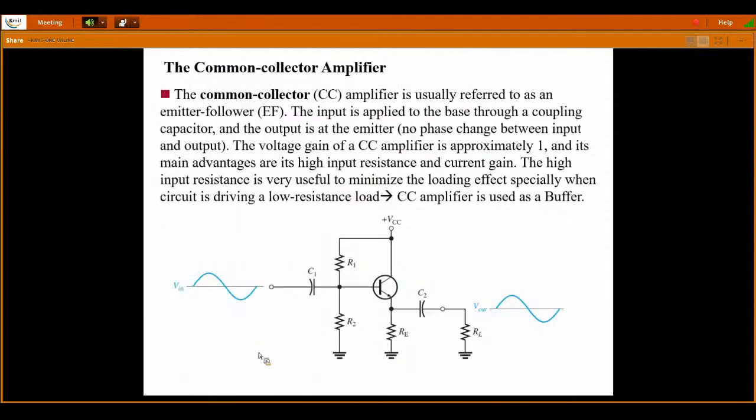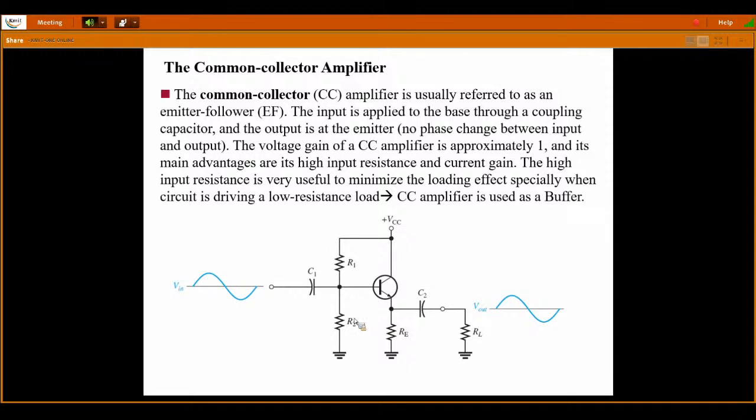Next, a common collector amplifier. So how to construct a common collector amplifier? Input is applied at the base and the output is collected at the emitter terminal using your coupling capacitors C1 and C2. And this is most popular as a buffer amplifier, since it has high input resistance and low output resistance as well as high current gain.